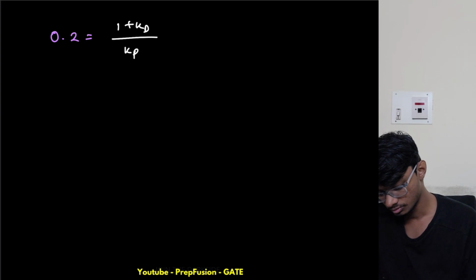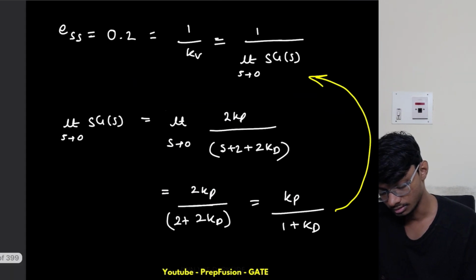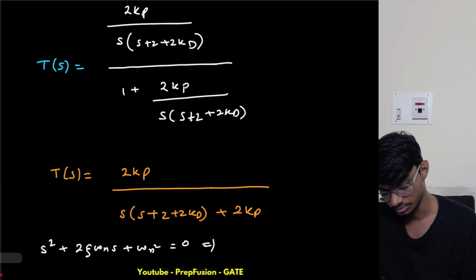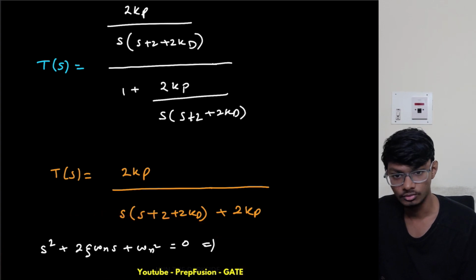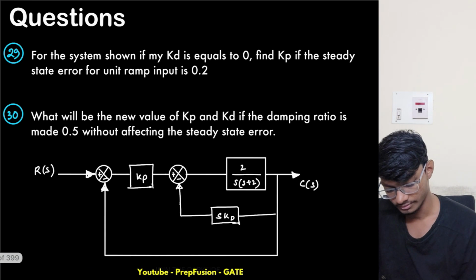Okay, so my kp will be equal to 1 by 5. So this is 5 times 1 plus kd, right? So I can equate it like this one. Now let's solve for this equation. So what do I know? I know that my zeta is what? Zeta is half, right? Zeta given is half.